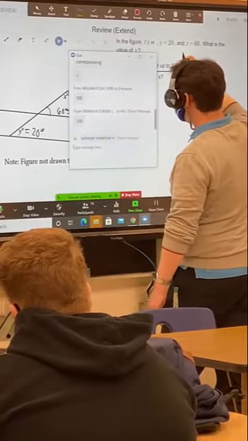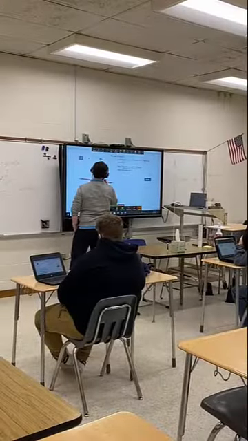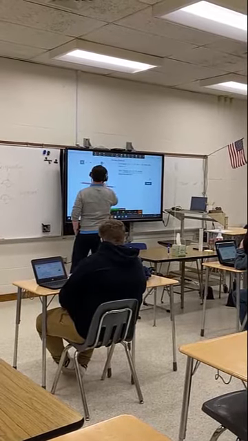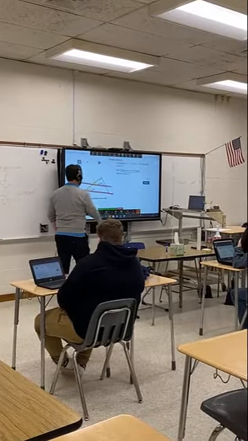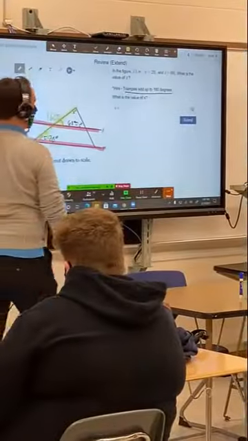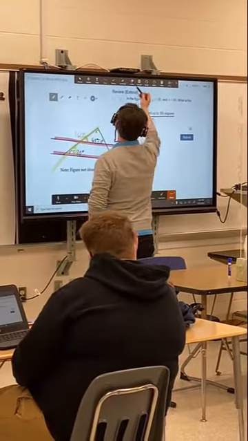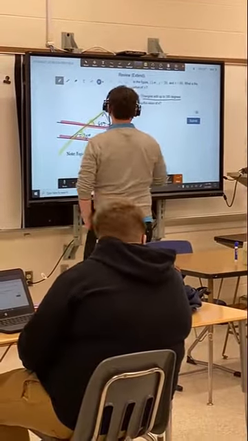If this was supplementary, then this angle would be 160 degrees. And that's not going to help you solve for x, so that's not it. So it's not supplementary, it's the other one.